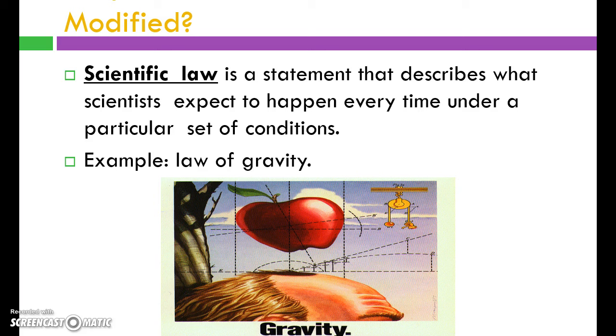Interesting. All right. Laws are a lot different than theories, and I know sometimes for you guys it's hard to understand the difference, but laws are statements that describe what scientists expect to happen every time under a particular set of conditions. It doesn't say why. So for example, the law of gravity just says what goes up must come down. That's a very simplistic explanation of the law of gravity. It doesn't say why that occurs, it just says that it does.